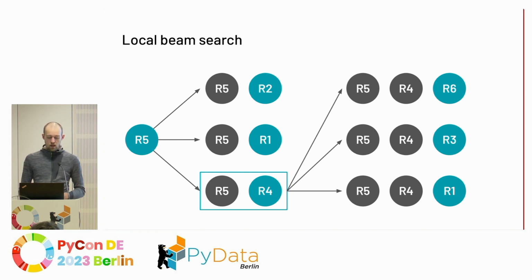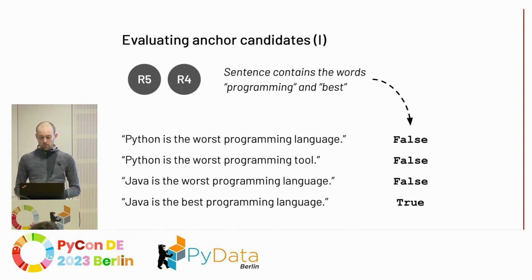And this is where these multi-armed bandits will come in eventually. But first, let's zoom in and look at how we actually evaluate such an anchor candidate. So how do we know whether this might possibly be an anchor? Again, taking the example of the sentence containing the words programming and best, what we do is that we look through a lot of sample sentences.